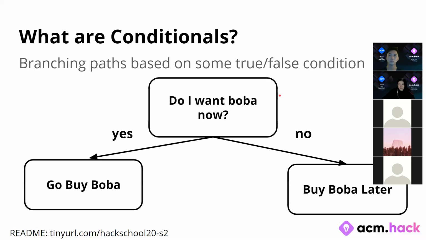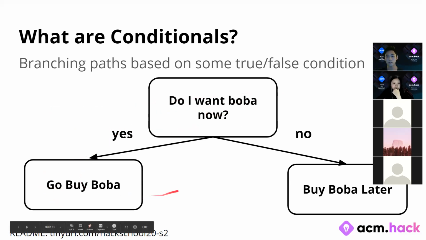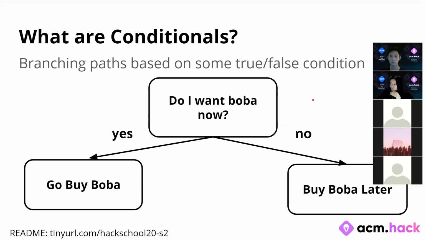So we're going to go over conditionals now. It's basically a tool we use to make decisions in our code. We'll make branching paths in our code, based on some true or false condition. Here's an example: if you want boba right now, you would go buy boba, and if you didn't want boba, you would buy boba later. That's the idea we want to execute when we use conditionals in our code.